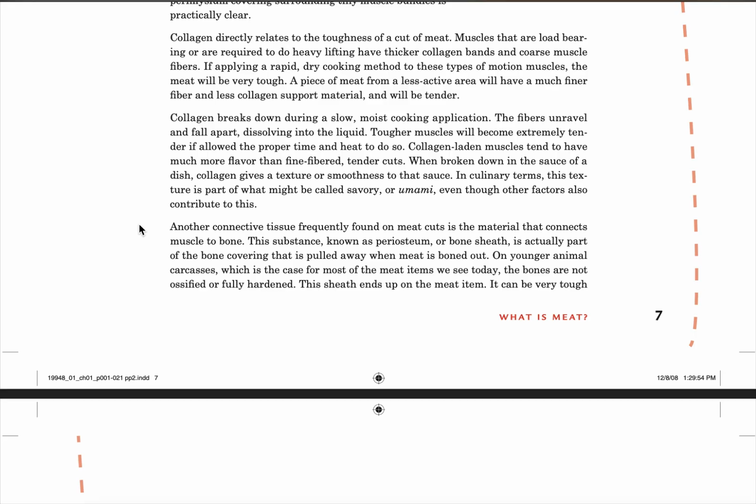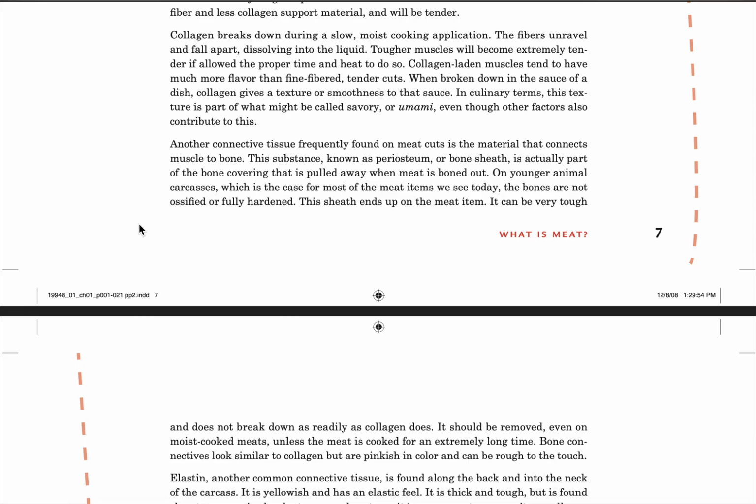The collagen breaks down during a slow, moist cooking application. These fibers unravel and fall apart, dissolving into the liquid. The muscles will become extremely tender if allowed the proper time and heat to do so. The collagen-laden muscles tend to have much more flavor than fine fiber tender cuts. When broken down in the sauce of a dish, the collagen gives a texture or smoothness to that sauce.